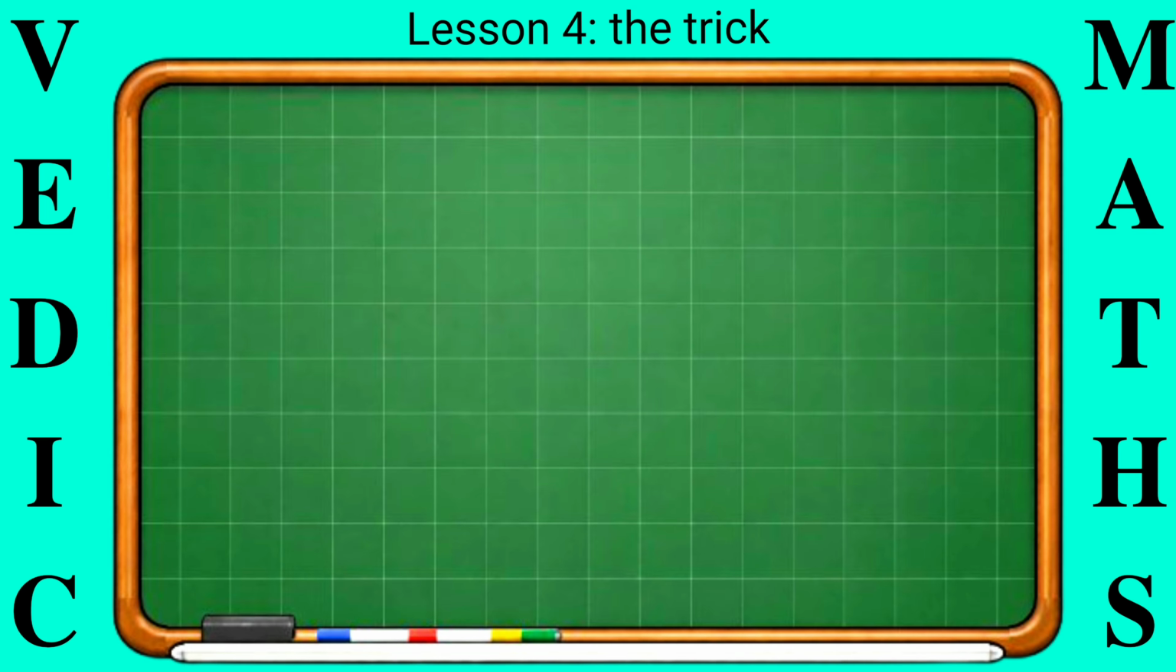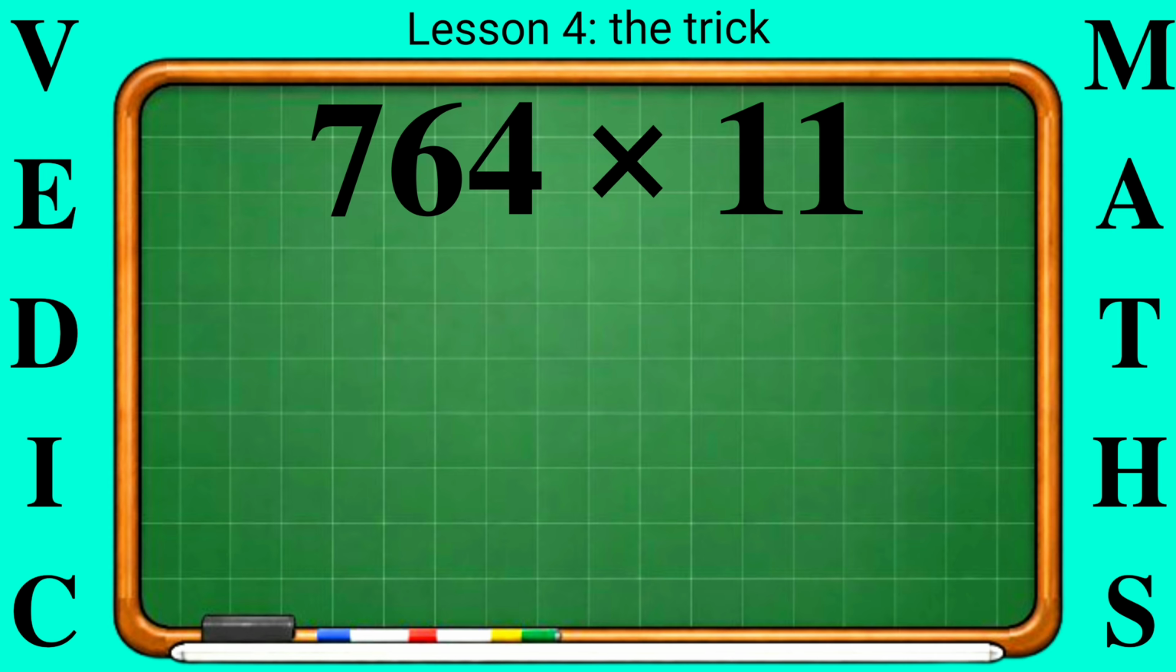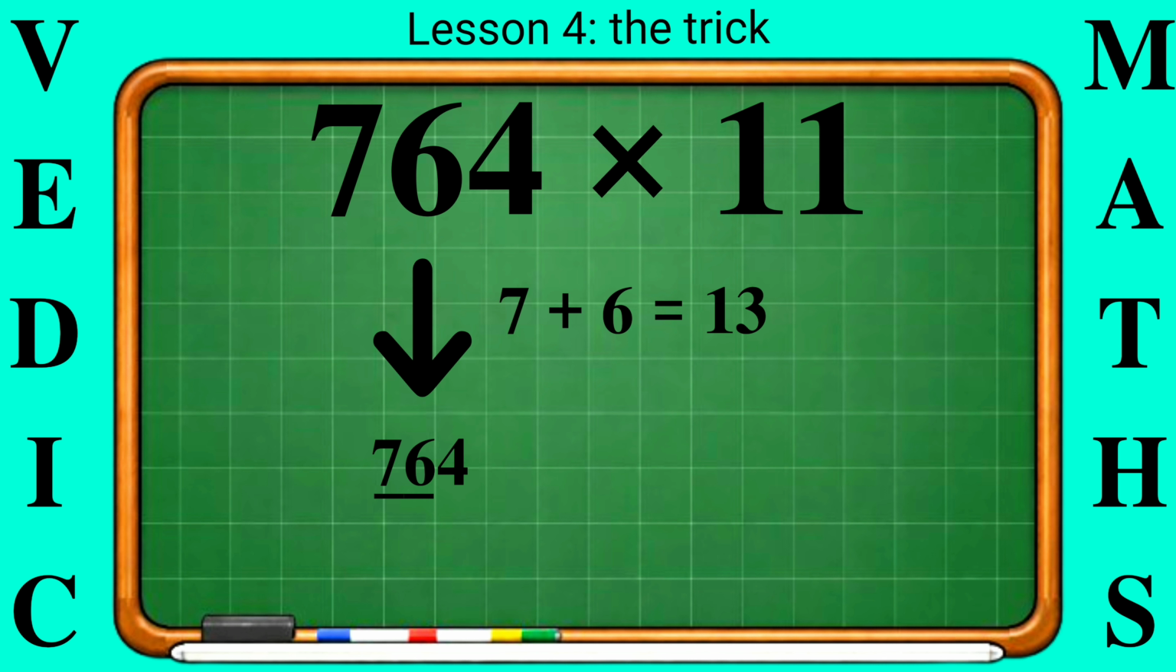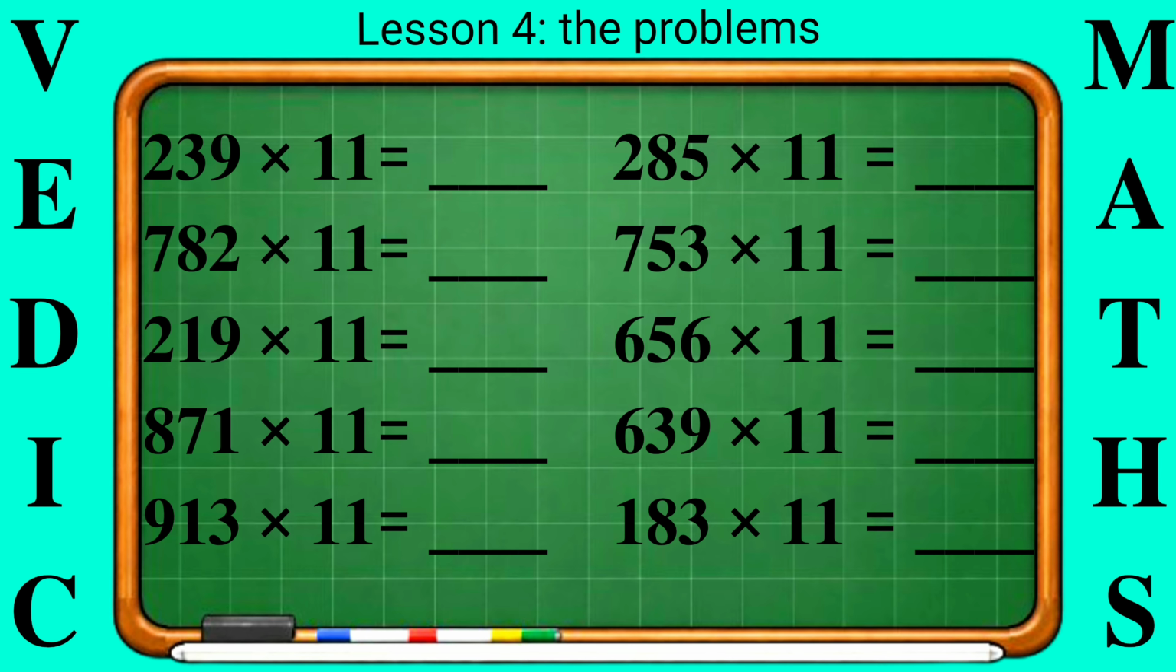Now we will try another exercise. 764 times 11. Now let's add 7 and 6, and 6 and 4. So we get 13 and 10 respectively. Now let's put them in the middle. Here also we have a problem, so we will carry again. So done. The answer is 8404. Try those problems.